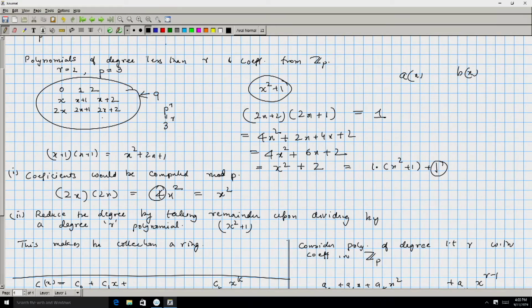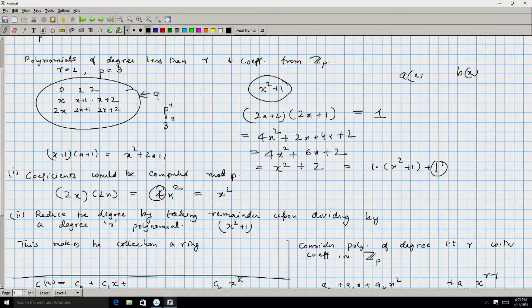So, whatever you multiply, since we are taking the remainder when you divide by x square plus 1, where the division is now a polynomial division, the remainder is going to be a polynomial of degree less than that of x square plus 1, that is, a polynomial of degree at most 1, and we have listed out all the degree 1 polynomials in our collection. So, this is a well defined operation.